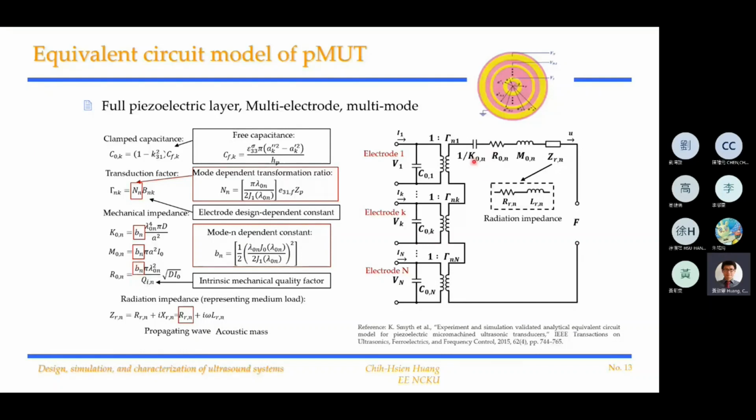And K is more like a capacitive impedance. M is more like an inductive impedance too, okay? And R is the real part of it, okay?